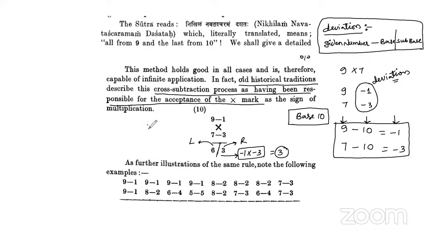Either one you can take, like 9 minus 3 you can take, or 7 minus 1 diagonally. In both cases, we are getting 6. This will be our left part. I hope you understand. Two parts will be divided, right part and left part. In the left part, cross subtraction or cross addition we are taking.